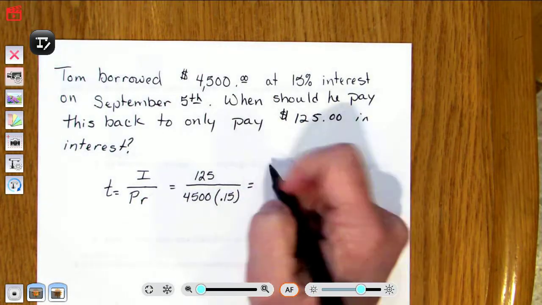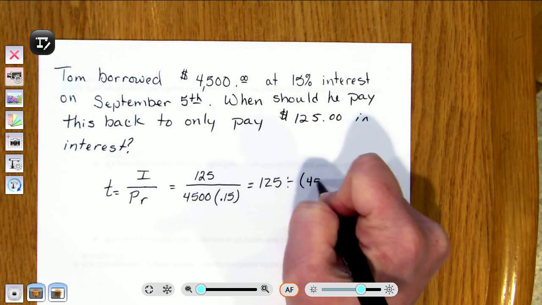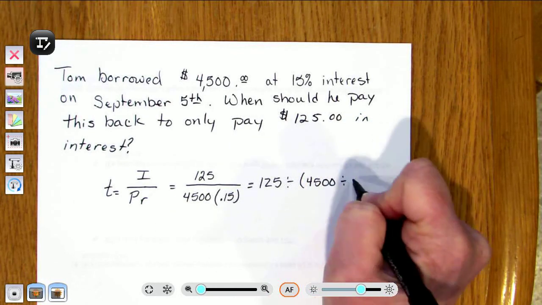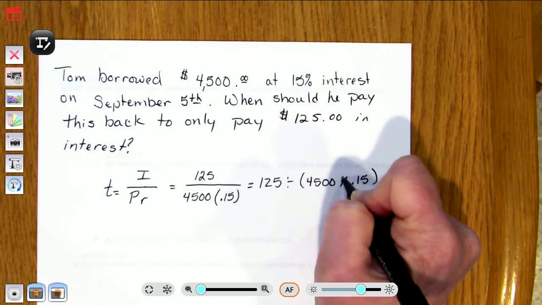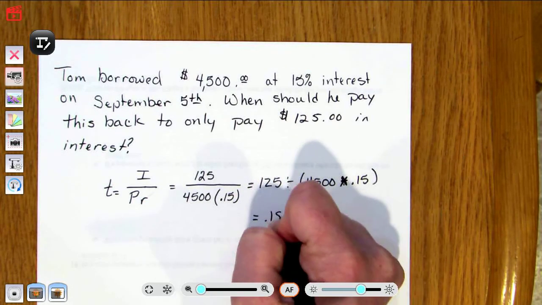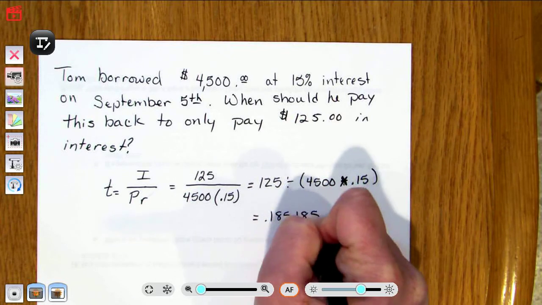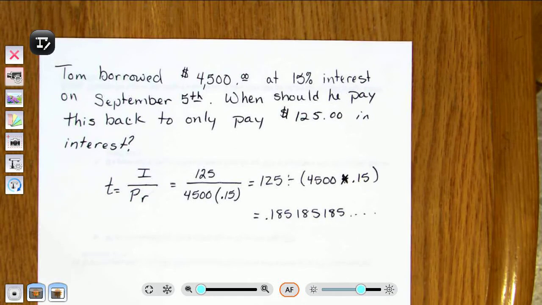Again, we're going to take and force those two guys in the bottom to stay in the bottom together. Whoops, times, sorry. It should be times. Make that look more like a multiplication. So 125 divided by 4500 times 0.15. And I come up with 0.185185, and it looks like it's a nice repeating decimal that goes on and on and on forever.